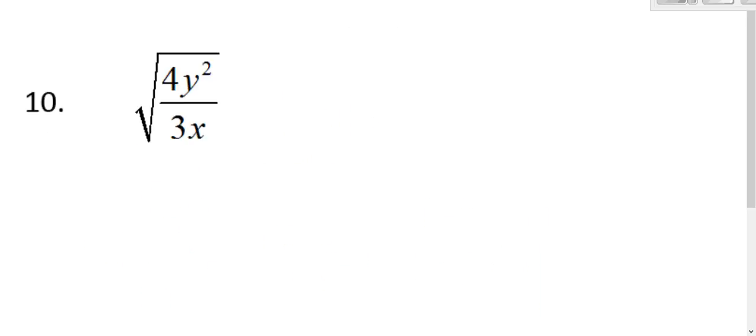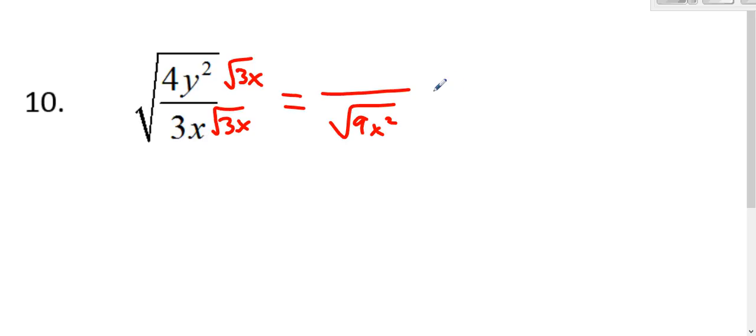Again, we're rationalizing the denominator, so our denominator needs to be a perfect square. So we can make this become a 9x squared by multiplying by another 3x inside the square root. So that becomes 9x squared inside, which of course is a perfect square. That's what we were going for. That'll just be 3x.